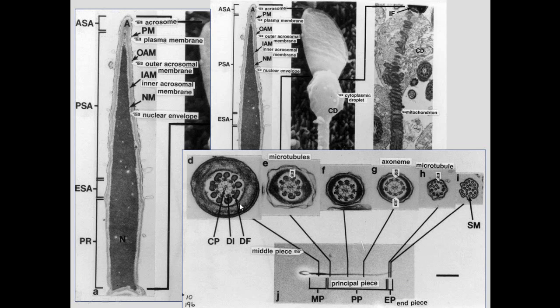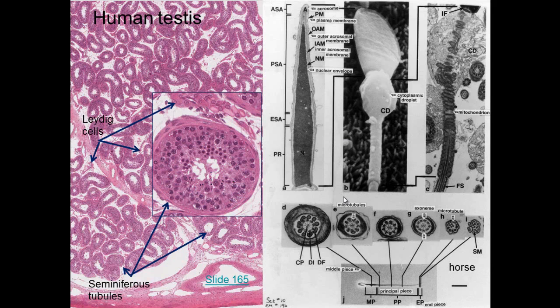So you have a system by which you have mitochondria to provide energy. You have a fiber sheath which is flexible, and you have an axoneme which facilitates the movement of the tail by the dynein arms and the doublets sliding against one another. And the spermatozoa is produced in the testis. Here we see the human testis, the seminiferous tubules therein, and we see the Leydig cells between those.